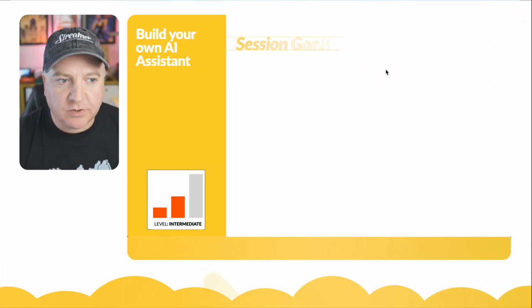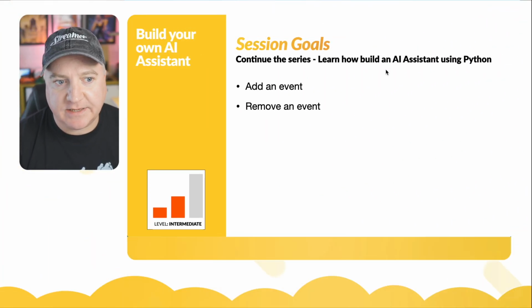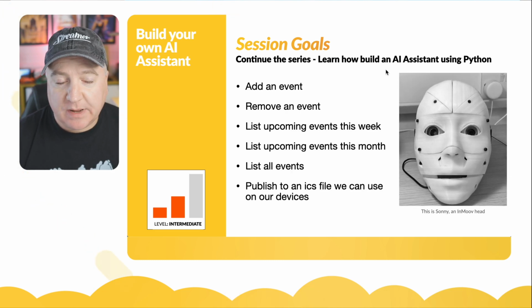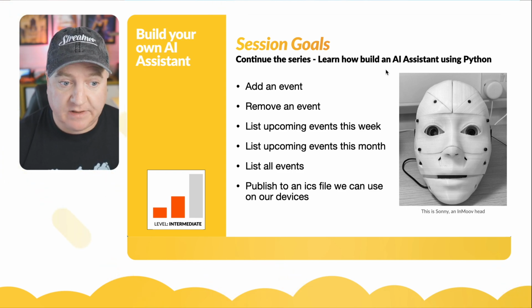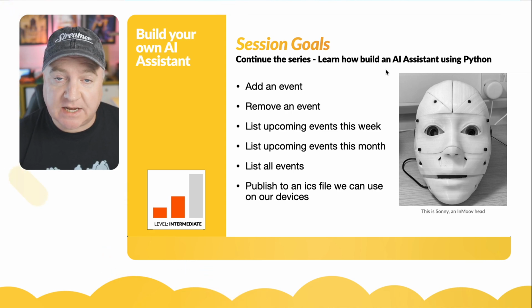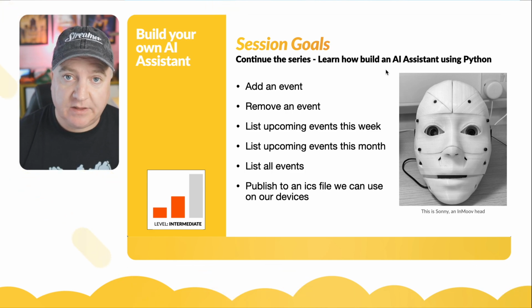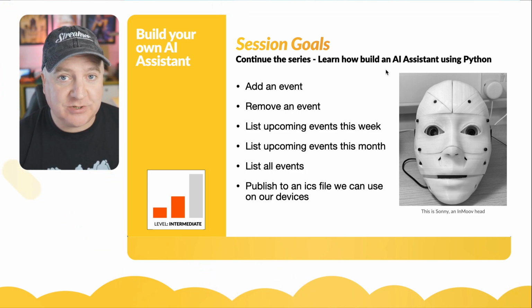So in this session, we're going to look at continuing building our AI assistant. We are going to add some events, we're going to be able to remove some events, we're going to list upcoming events this week and also list upcoming events this month. And if we want to look at all the events, we can also list all events too. And then finally, we're going to be able to save this out to both a YAML file, and we'll look at what YAML is later, and also publish to an ICS file too, which we can then use something like GitHub pages to publish on the World Wide Web.